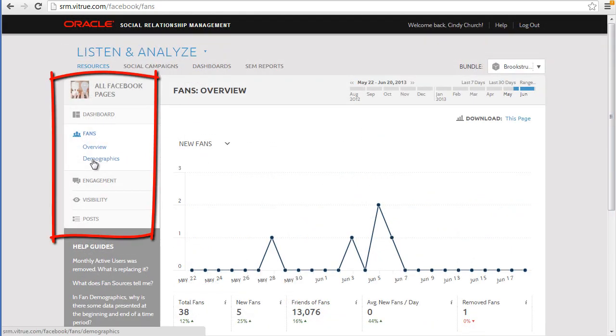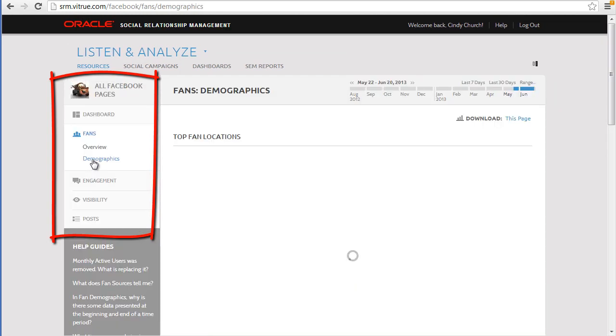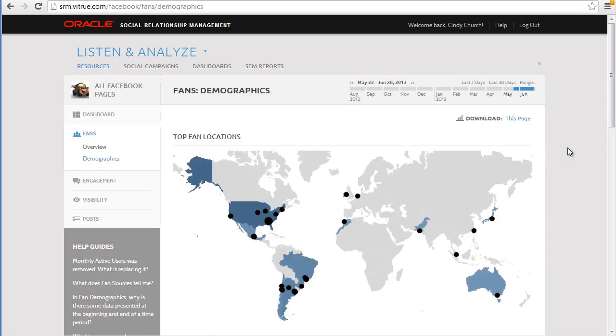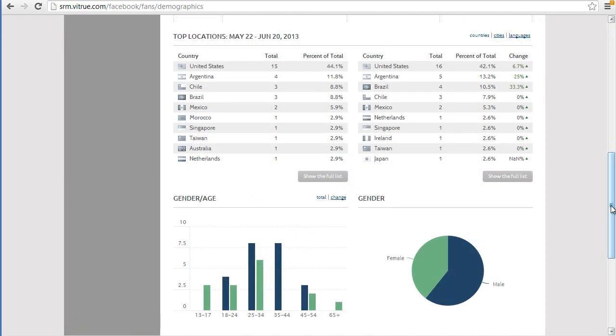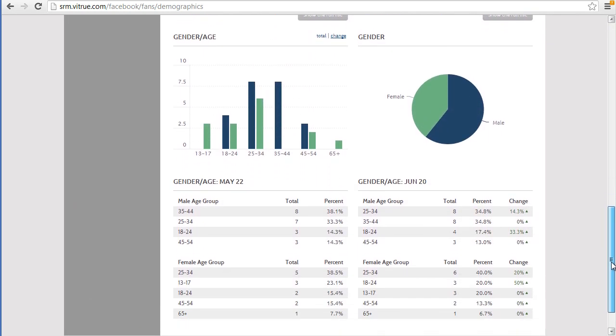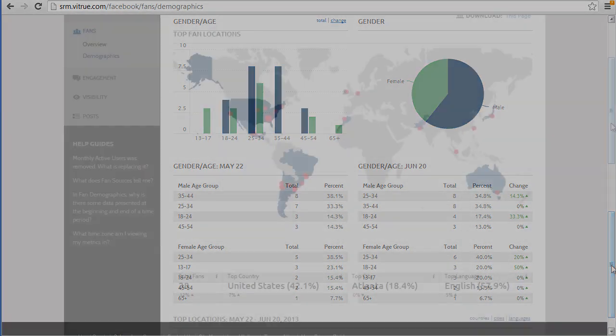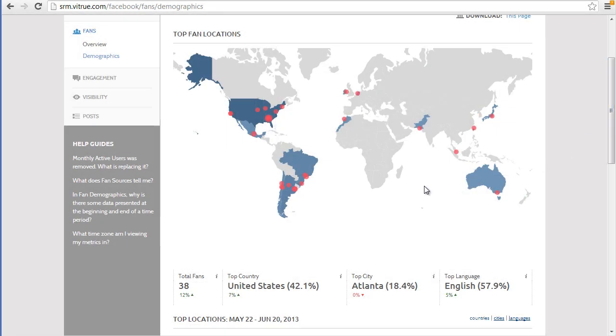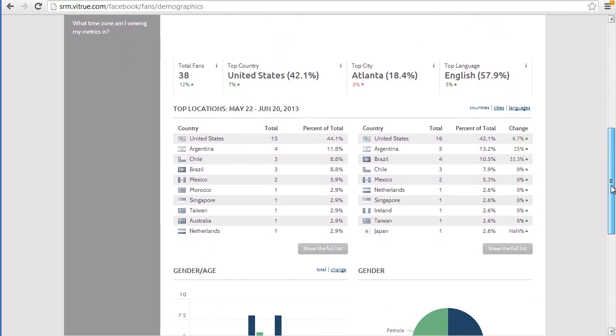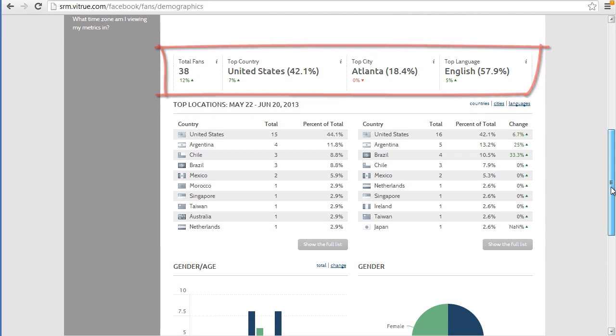The fan demographics gives you detailed information about who your fans are. You can learn where your fans are coming from by looking at the city and country, and what language they speak, and then their gender and age. If you hover over the dots on the map, a pop-up reveals data points, and this feature is unique to the Oracle SRM Analytics tool. Some of the important statistics are listed below the map, so you can scroll through to see some of the other data points.